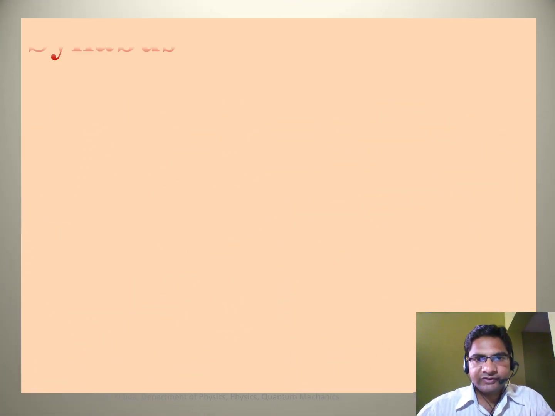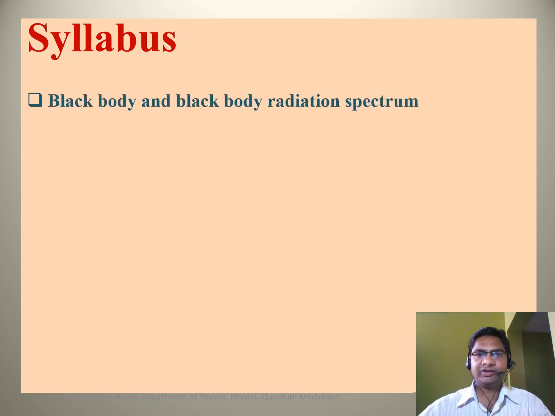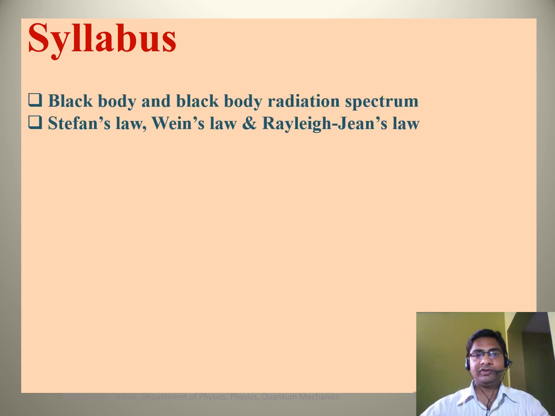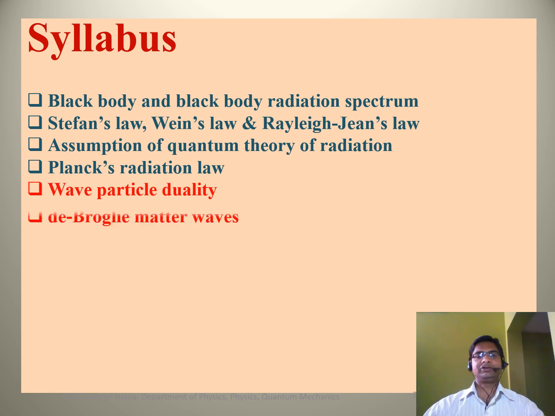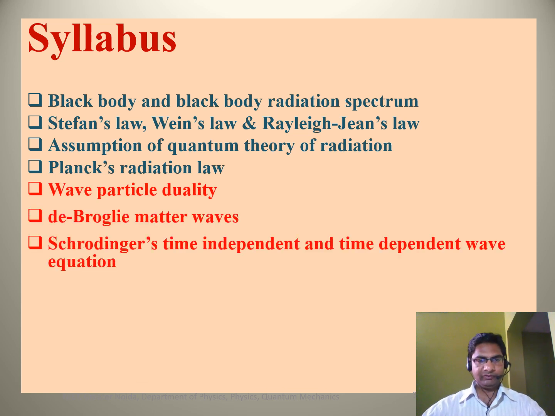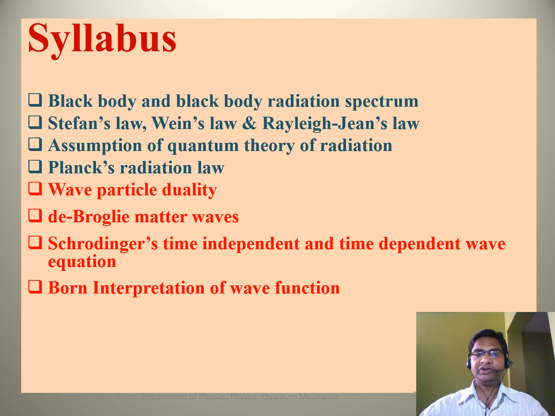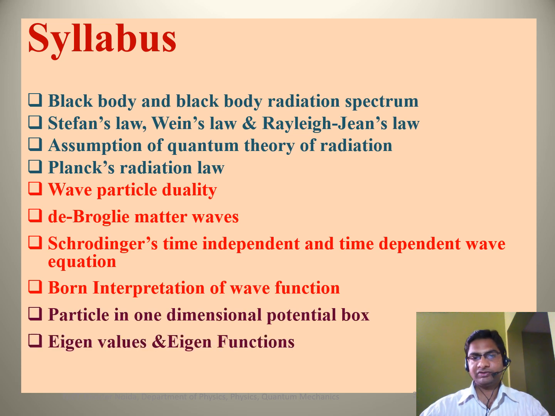So now the syllabus of this module 3. So here we will study blackbody and blackbody radiation spectrum. We will study Stefan's law, Wien's law, Rayleigh's law, assumption of quantum theory of radiation, Planck's radiation law. We will study wave particle duality, de Broglie concept of matter waves. We have to study Schrodinger's time dependent and time independent wave equations, Born interpretation of wave function, particle in one-dimensional box, eigenvalues, eigenfunctions, and at last we will study the quantum effect.